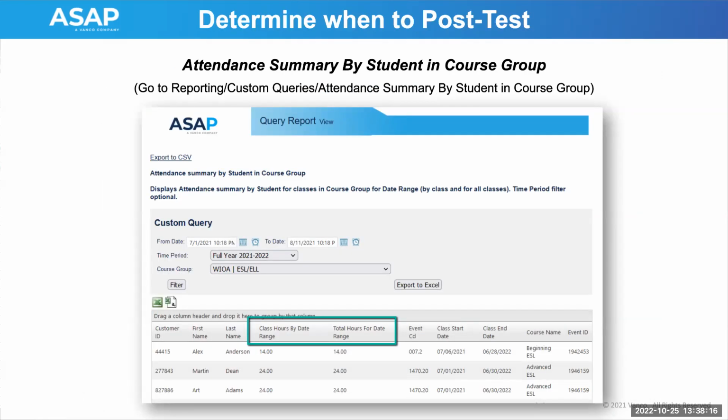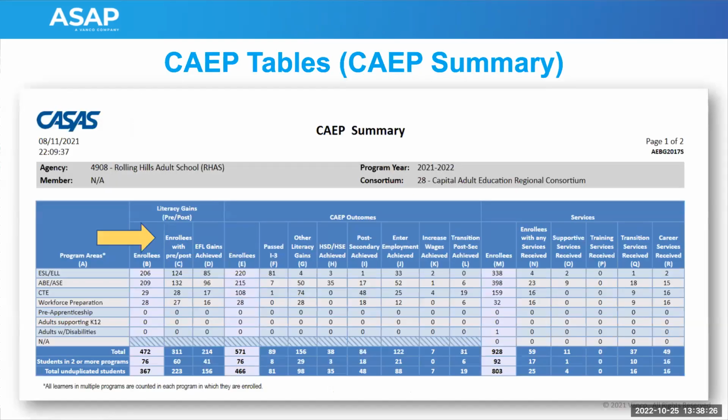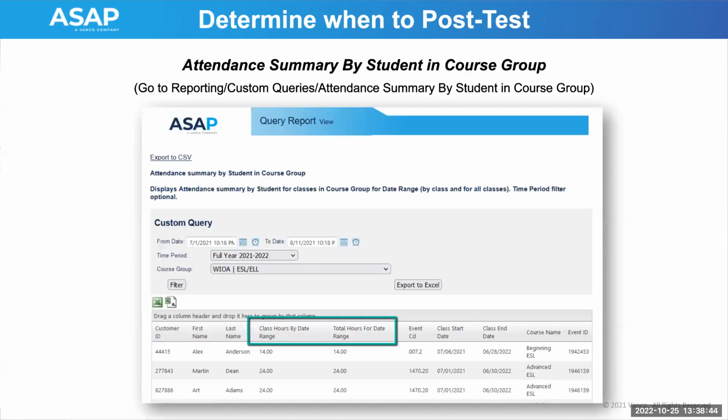Another handy report: the attendance summary by student in a course group. This allows you to determine post-test eligibility. The reason I'm bringing that up is, you run your CAEP summary and your enrollees with pre and post tests. Let's say those numbers are really low. You need to catch up and get more markers in there for post testing. Utilize this report to be proactive and keep track of the total number of hours that your students have accrued, to know when they're ready to post test. So you can take advantage of that. Again, this one is under custom queries, attendance summary by student in course group.